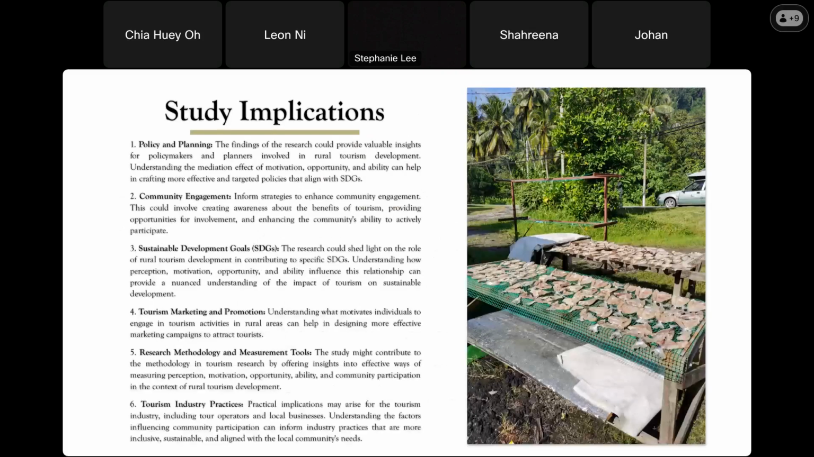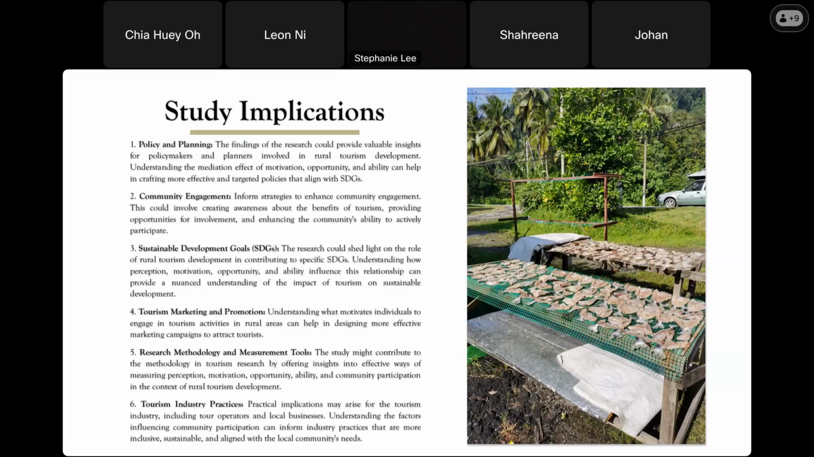On this slide, it shows the implications that can be brought to the academic field by this research itself. There are a total of 6 aspects, which include policy and planning, community engagement, sustainable development goals, SDGs, tourism marketing and promotion, research methodology and measurement tools, as well as tourism industry practices. I would not go into the details of it.